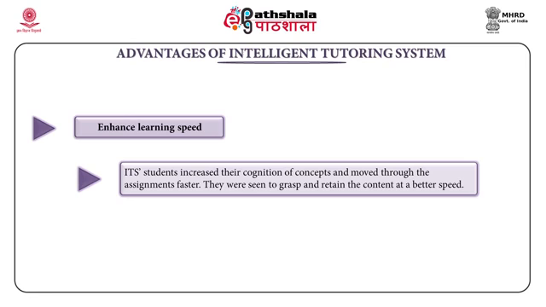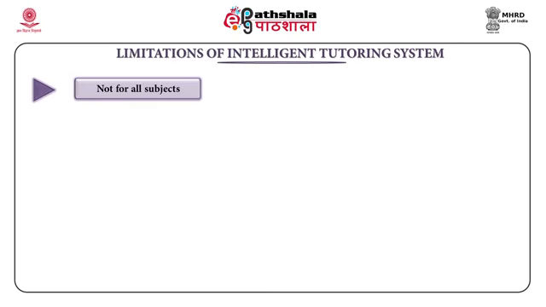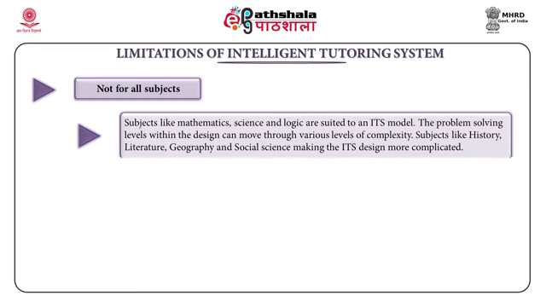They were seen to grasp and retain the concept and content at a better speed. Intelligent tutoring system is not without limitations. It has its own limitations. It is not for all the subjects. Subjects like mathematics, science and logic are suited to an ITS model. The problem solving levels within the design can move through various levels of complexity, but subjects like history, literature, geography and social sciences make the ITS design more complicated.